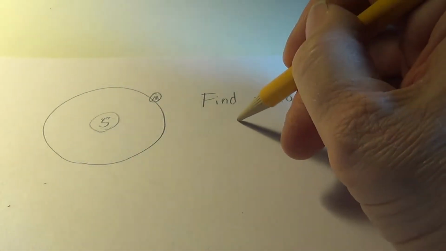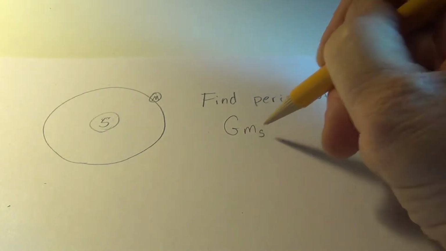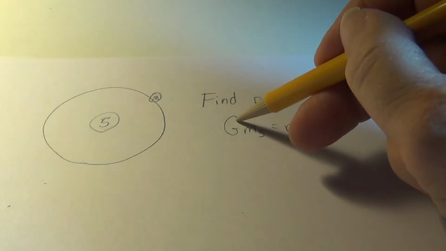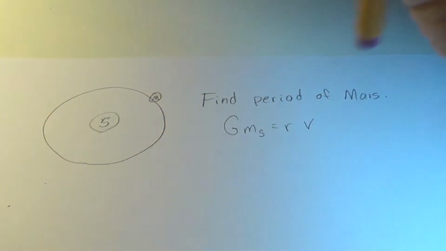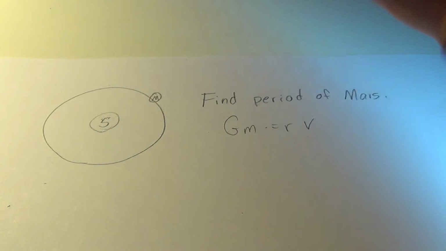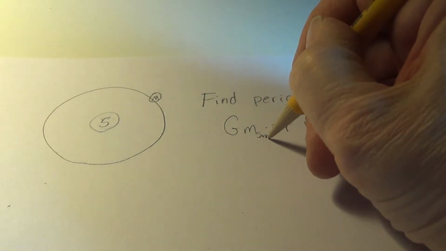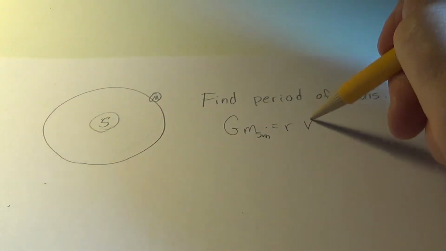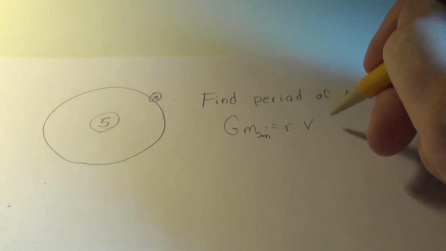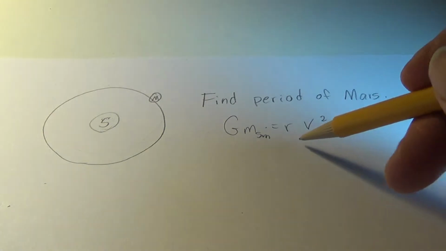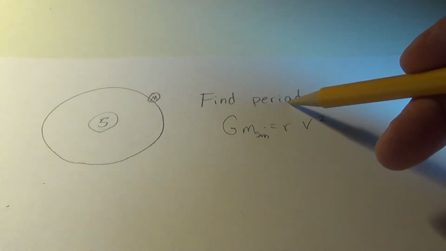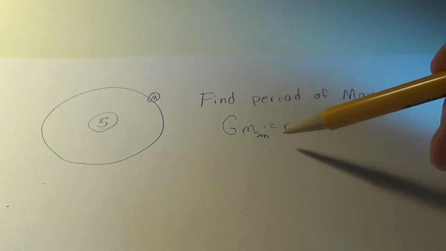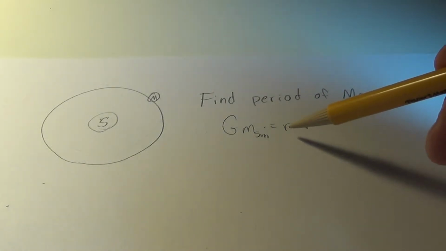Our formula that was all reduced and simplified was G, the mass of the thing in the center, in this case the sun, equals the radius of the travel of Mars times the velocity squared. That's the basic equation, but I'm looking for period, and period is time, and I don't see that in any of these. So I'm going to have to go somewhere else to answer this question.